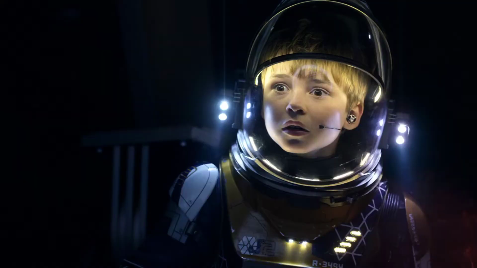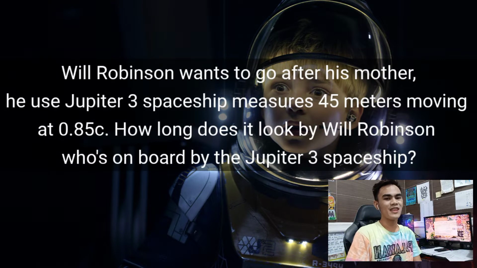Let's have problem number 2. Will Robinson wants to go after his mother. He used the Jupiter 3 spaceship, which measures 45 meters, moving at 0.85 c. How long does it look to Will Robinson, who is on board the Jupiter 3 spaceship?